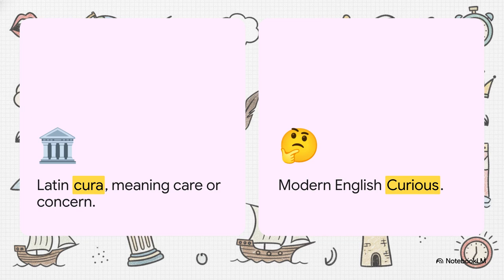Hundreds of years ago in ancient Rome, the root of this word was the Latin word cura, which literally translated to care or concern. Over time, that evolved into our modern English word curious. So historically, a curious person wasn't just being nosy. They were specifically someone who cared deeply enough to ask questions. Their curiosity was a direct result of their genuine care and concern for the world.